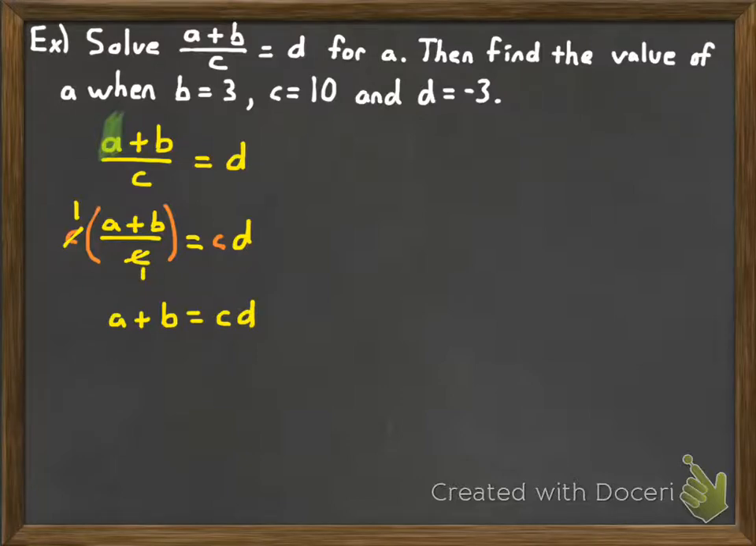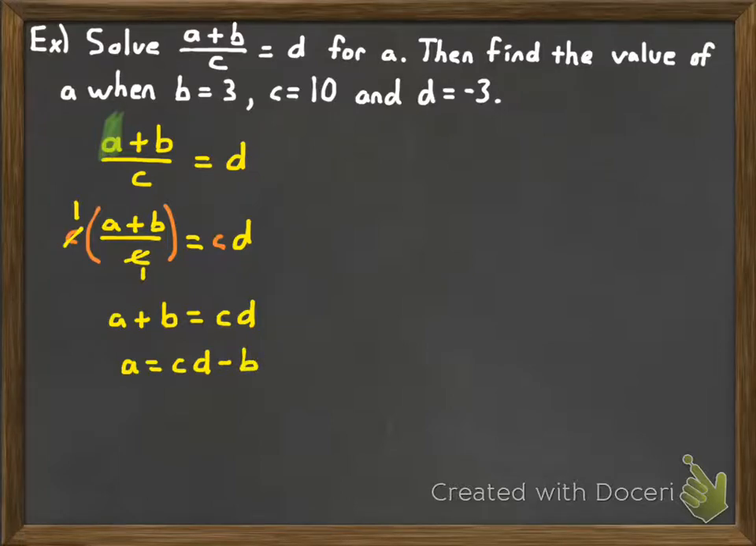Now, we got the numerator group separated from the denominator group, and now we're going to be able to separate the a term from the b term simply by subtracting b from both sides. So, a is going to equal c times d minus b.